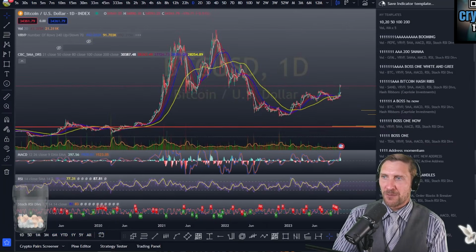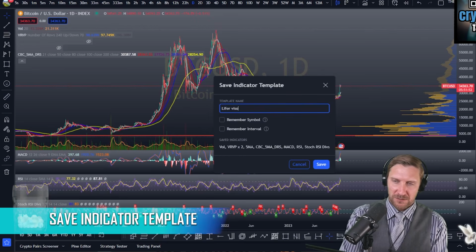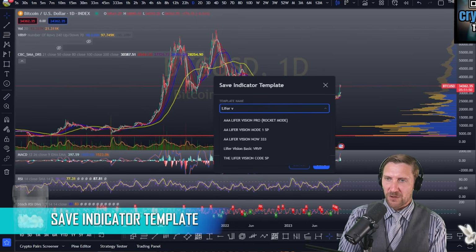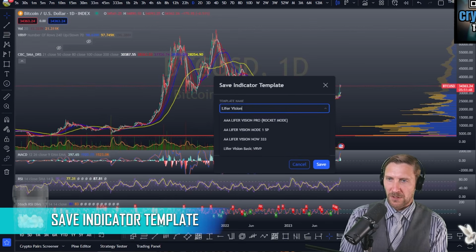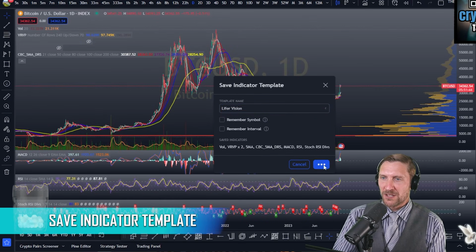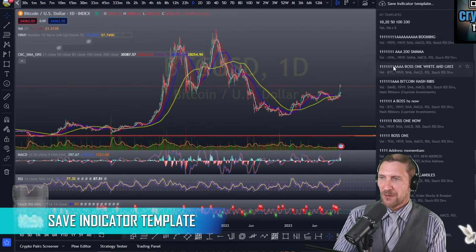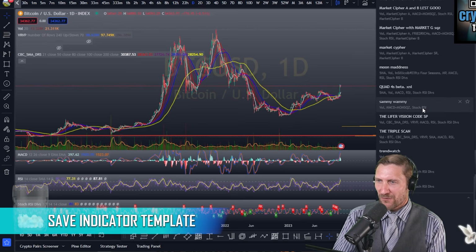Now, we're not done. You're going to come up here and type in Save Indicator Template. You're going to call it Lifer Vision, right? This is going to be your Lifer Vision, and then hit Save. If I hit Save here, you can see in my templates, if I want to pick a template, I go down to the L's, there will be a Lifer Vision in there.